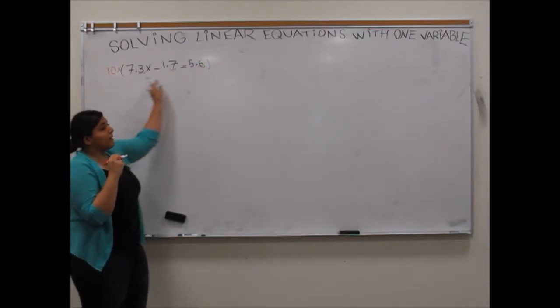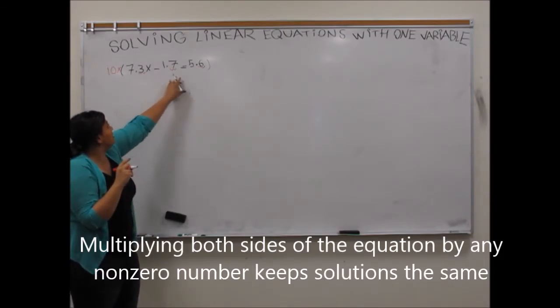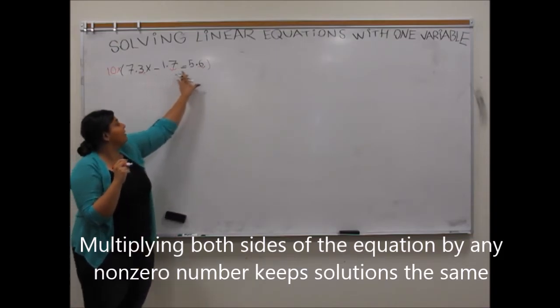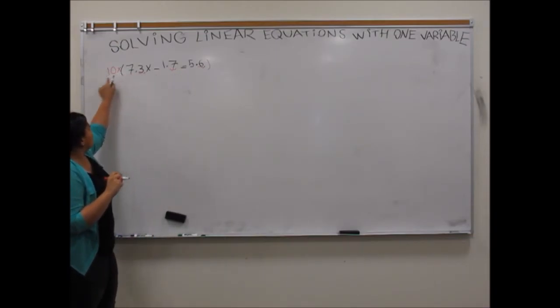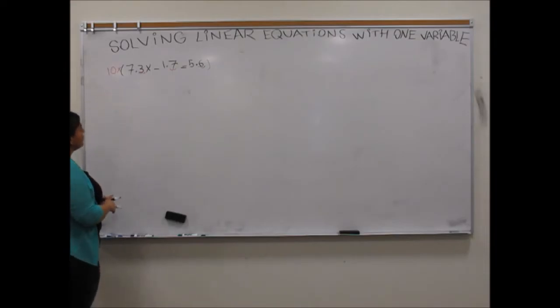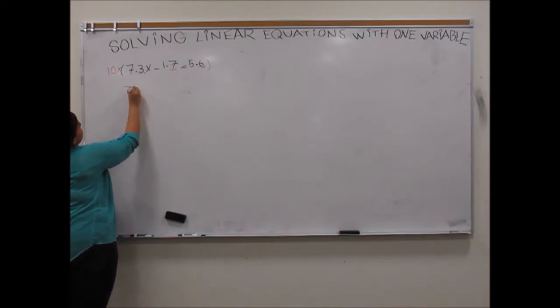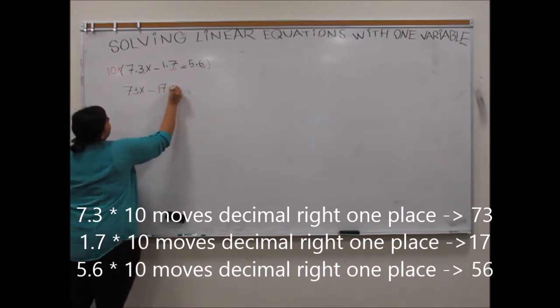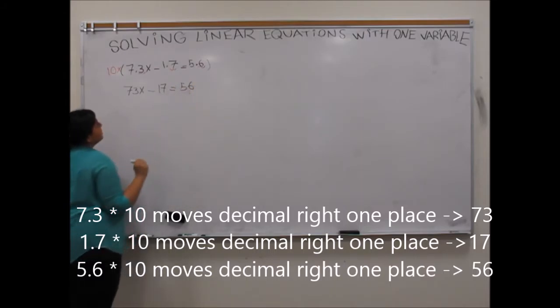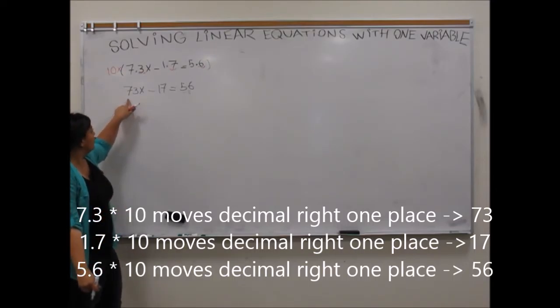I can multiply my equation by a number, and it stays the same if I multiply every term in the equation. Here, because it was just one decimal place, I'm going to multiply by 10. So if I multiply that, I'm going to get 73x minus 17 equals 56. Here I just got rid of the decimals, so I can do it the old way.